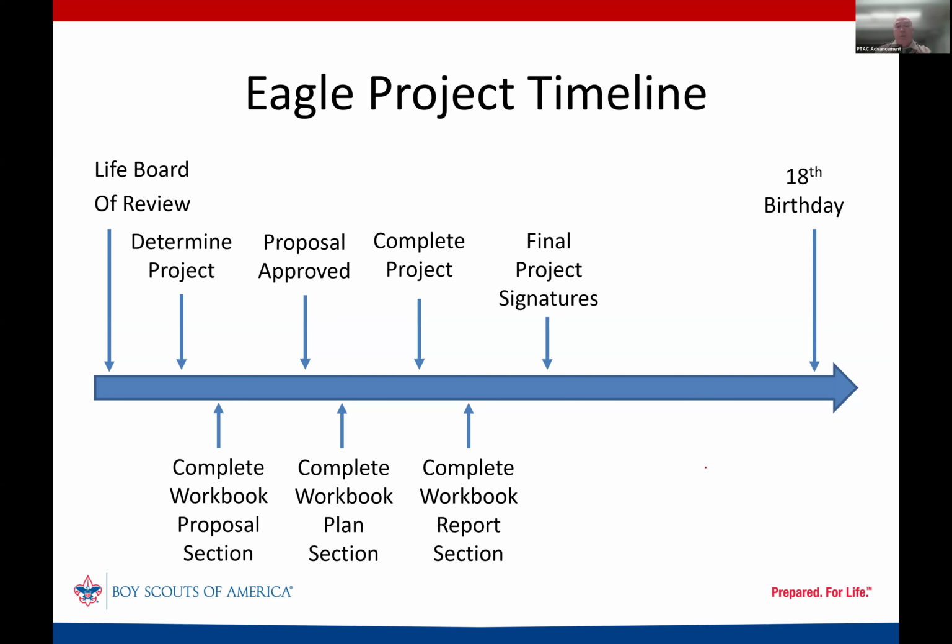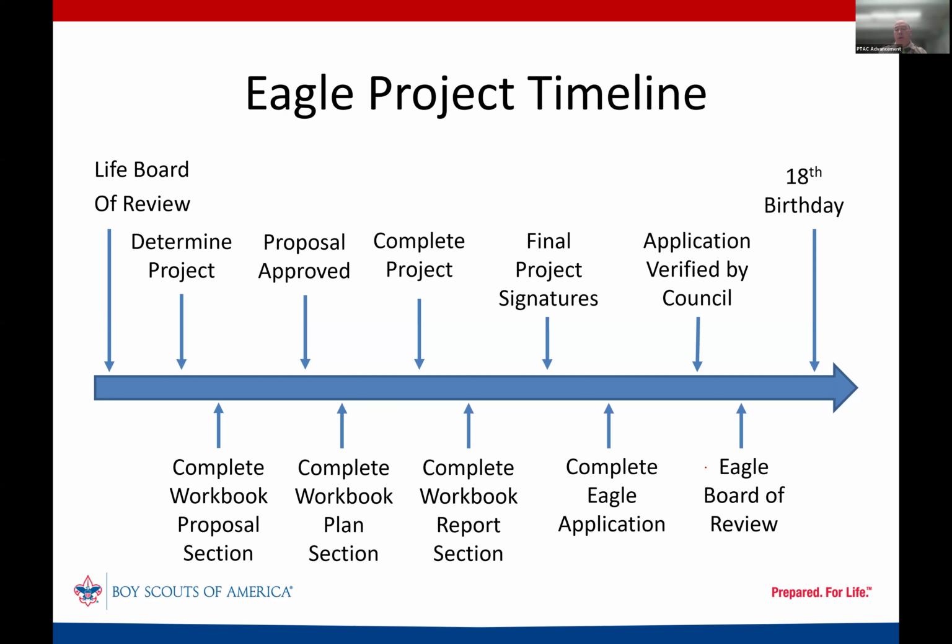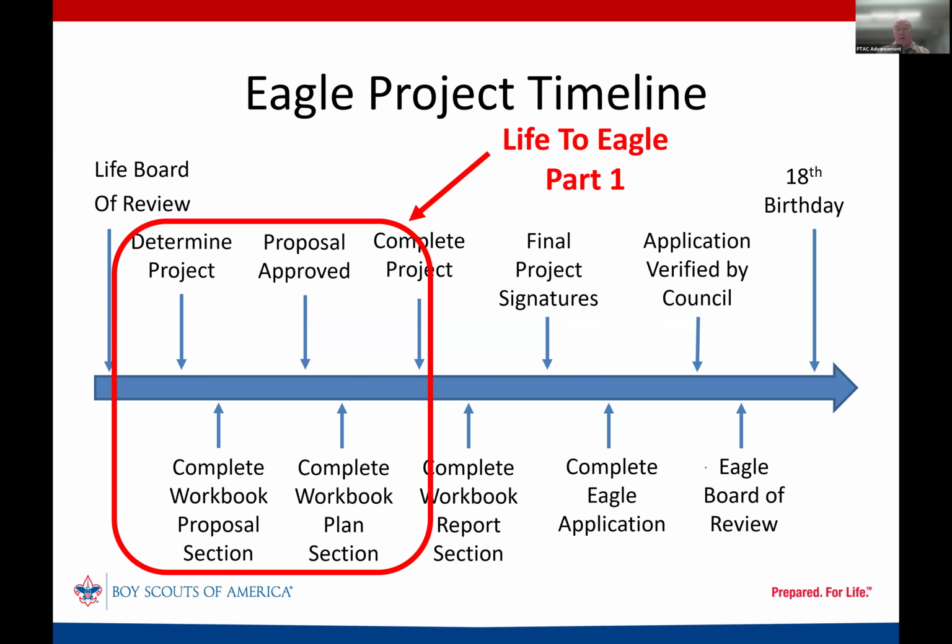But in order to get to our board of review, the next thing we need to do is get the Eagle application completed and verified by council. Once it's verified by council, then we can have that Eagle board of review. Of all these steps, in our part 1 presentation, what was done last month, we really talked about the first 4, getting into when you're going to work on and complete that project.